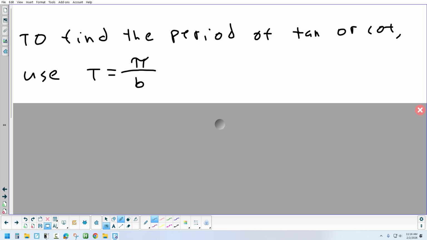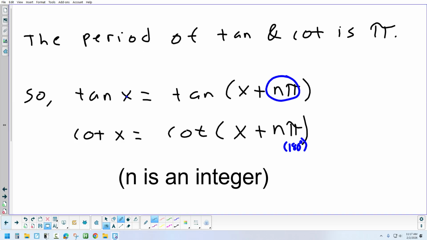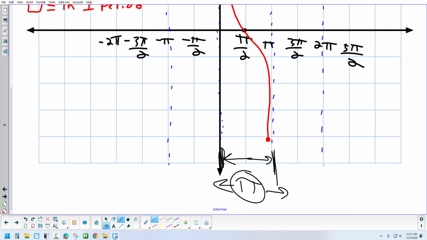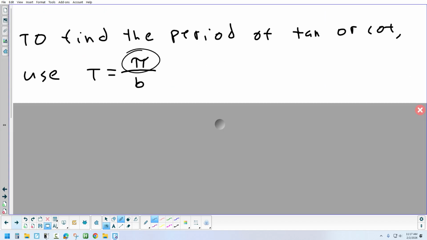All right, so we had a formula to find the period of sine and cosine. For sine and cosine, the formula was 2 pi over b. For tangent and cotangent, it's not 2 pi over b. It's 1 pi over b. And the reason that that is pi is because of this. Because that's pi. It's pi over b.